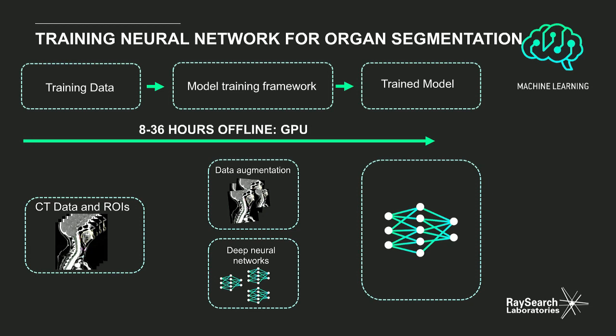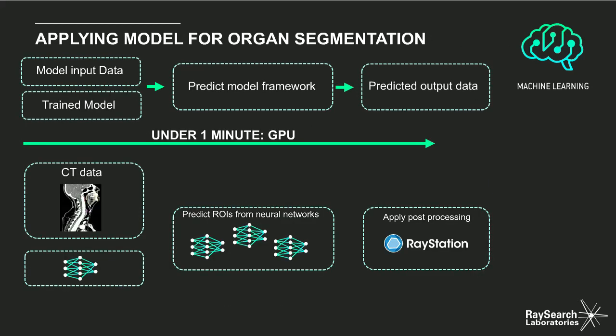So when we want to apply this model, as we see in this slide, we have a new image set, a new CT data set. We have the model that we trained, and now we push this CT image stack through these networks, and then we will see the 3D meshes of the ROIs at the end.